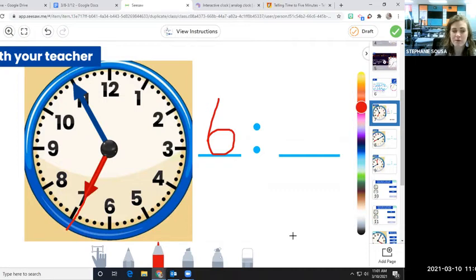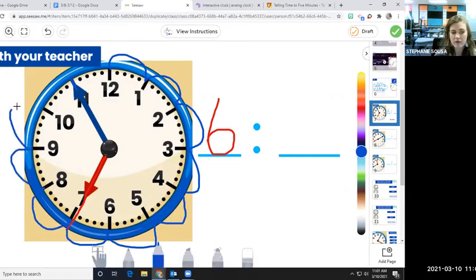Let's look at how you can tell. Our minute hand is our longer hand, okay? It goes all the way here. It's at the 11. Let's count by 5s, starting at 12 until we get to the 11. 5, 10, 15, 20, 25, 30, 35, 40, 45, 50, 55. We got to 55. It is 6:55. Go ahead and write that down. Now here's a way that you can tell it is still 6 o'clock.